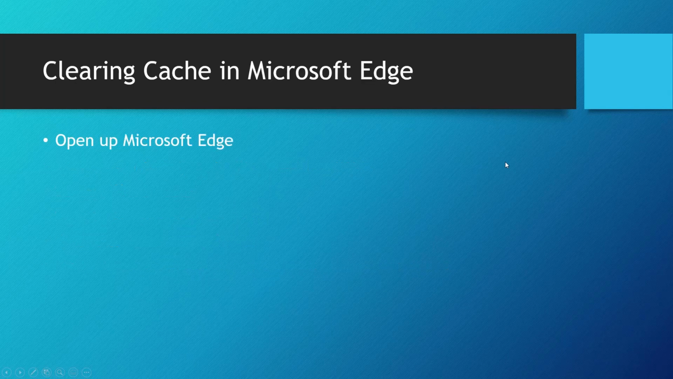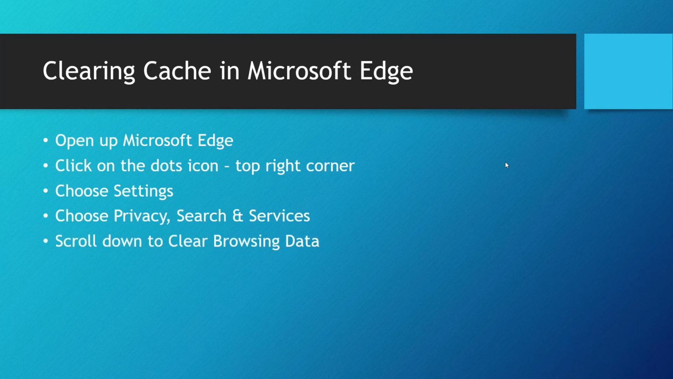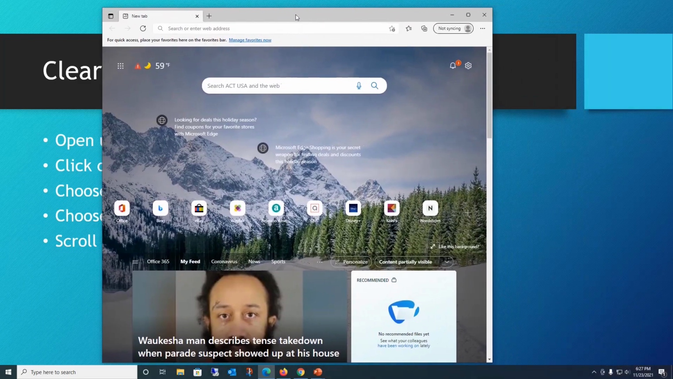Now, let's try Microsoft Edge. We're going to do the same thing. Open up Microsoft Edge. Click on the dots icon. Choose Settings. Choose Privacy, Search, and Services. And then scroll down to Clear Browsing Data. Okay, so I'm going to show you inside of Edge. Let's see, where is it? Sorry, I have it on my other monitor here.